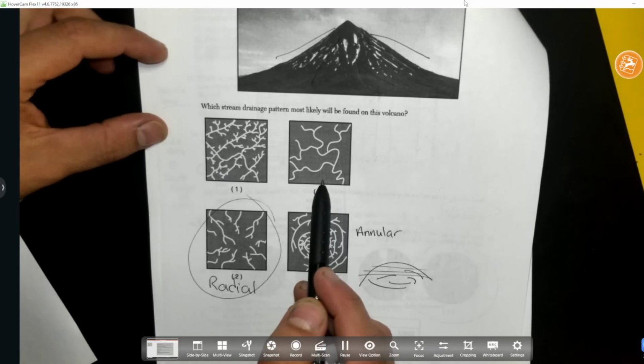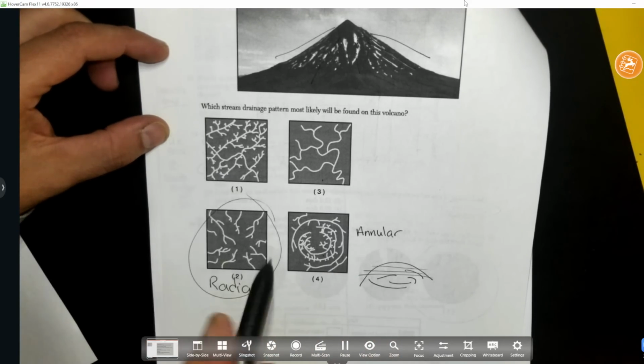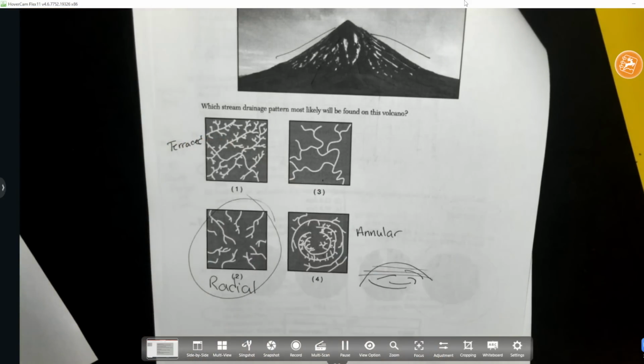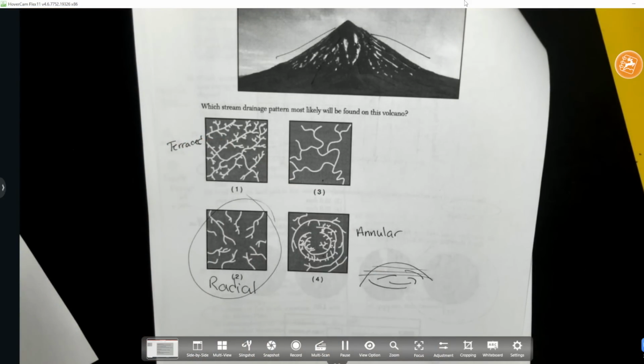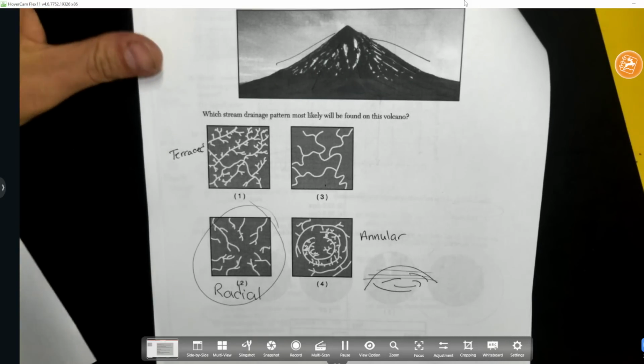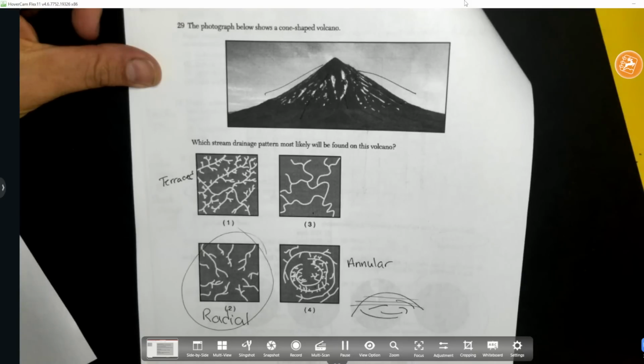This one, I'm not sure what they're trying to show you. Maybe a meandering river, not sure. This one right here is called terraced. And terraced is when you have a series of hills and the water rolls between each hill. Yeah, if it looks like a cone-shaped volcano, you'll find that. Mount McKinley is a good example of it. Any mountain that's pointy.